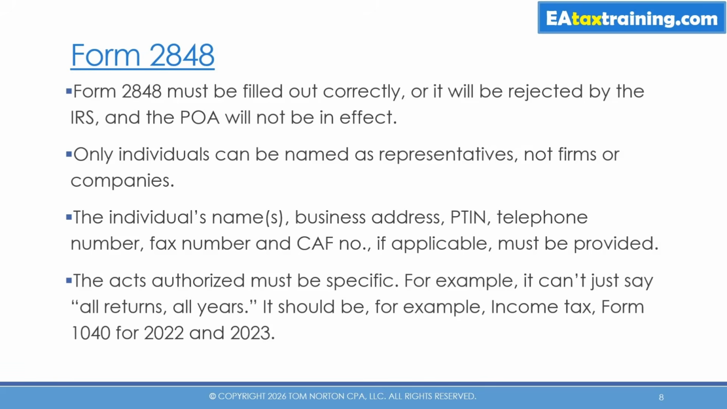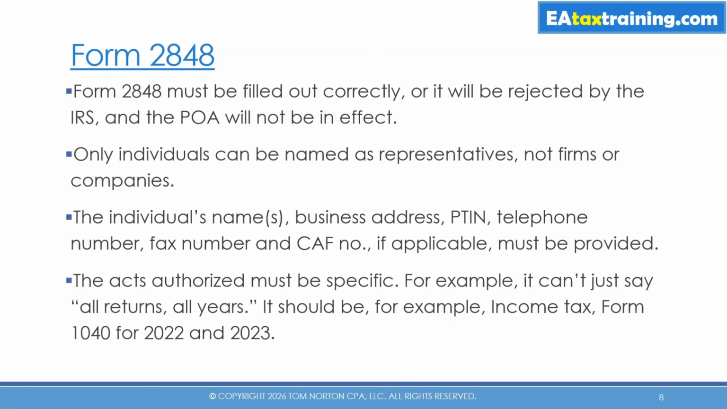And there can be times when these are very time sensitive, like the taxpayer has gotten a notice from the IRS, they have to respond within a certain number of days, and you need to get this power of attorney done so that you can respond in a timely manner. So you want to make sure that this is completed correctly. As we mentioned in video 1, only individuals can be named as representatives for a power of attorney, not firms or companies. So it can't be your whole firm that is appointed. It can only be specific individuals.